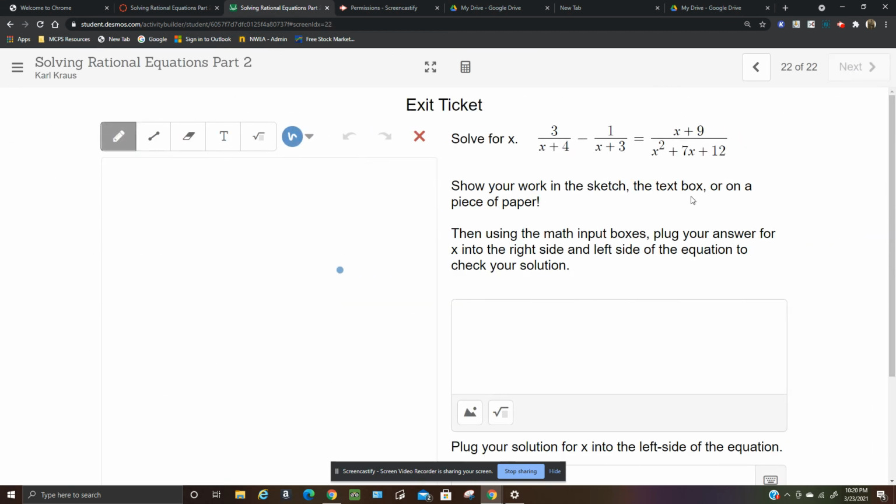And then you are assigned the exit ticket. If you didn't finish it in class, you're supposed to finish it for homework.